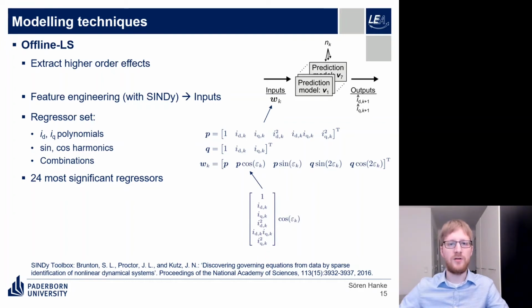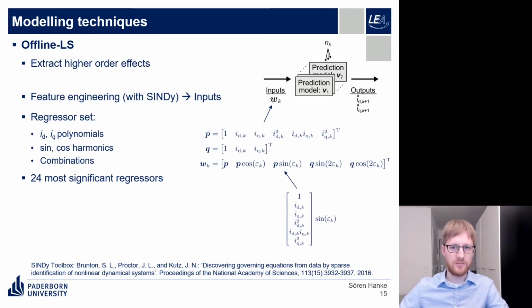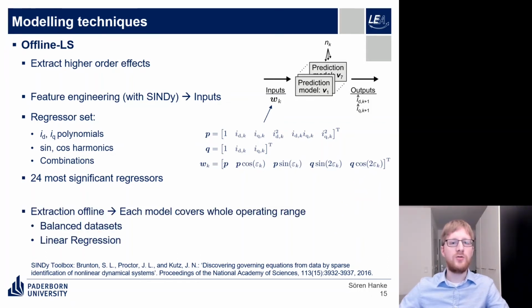Additionally, all the elements of the vector P multiplied by cosine, multiplied by sine, and the same for the vector Q, which gives you in total 24 inputs. Due to the larger number of inputs, it is not possible to extract models from measurement data online. That's why the extraction is conducted offline. And that also means that each model has to cover the whole operating range when used online later on.